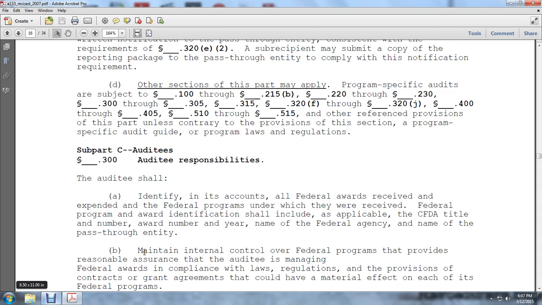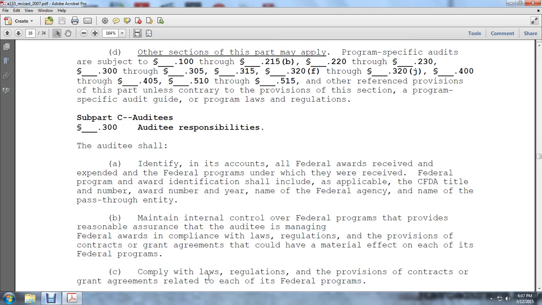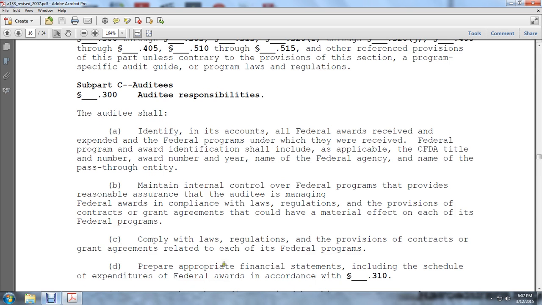Maintain internal control that provides reasonable assurance that the auditee is managing federal awards in compliance with laws, regulations, and the provisions of contracts, grants, and agreements that could have a material effect on each of its federal programs. Comply with the laws, regulations, and provisions of contracts, grants, and agreements related to each of its federal programs. Prepare appropriate financial statements, including the schedule of expenditures of federal awards in accordance with Section 310.